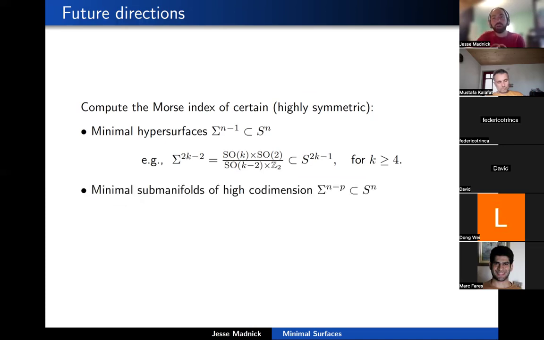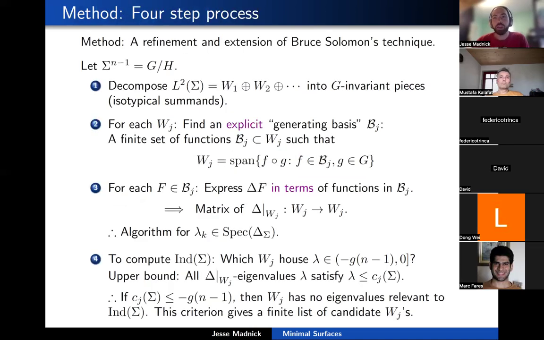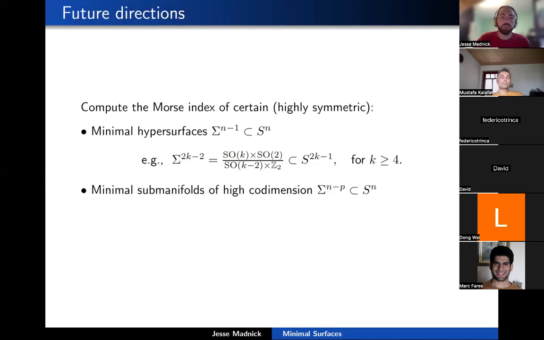But we also feel somehow that this method is quite powerful and quite general. You may notice that nothing about this method assumed that your homogeneous space was actually a minimal hypersurface of a sphere, right? All this method assumed was that sigma is a homogeneous Riemannian manifold. So this method in principle could work for any homogeneous Riemannian manifold, which is quite exciting, including the non-normal ones. So maybe it's possible to apply this method and calculate the index of some highly symmetric minimal submanifolds of high codimension. There are some challenges in doing that. We will see whether that's possible.